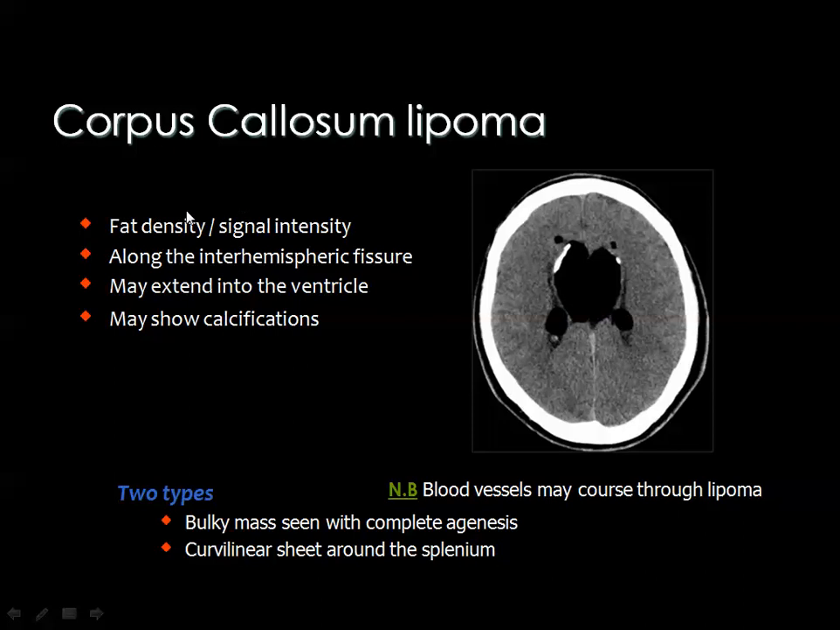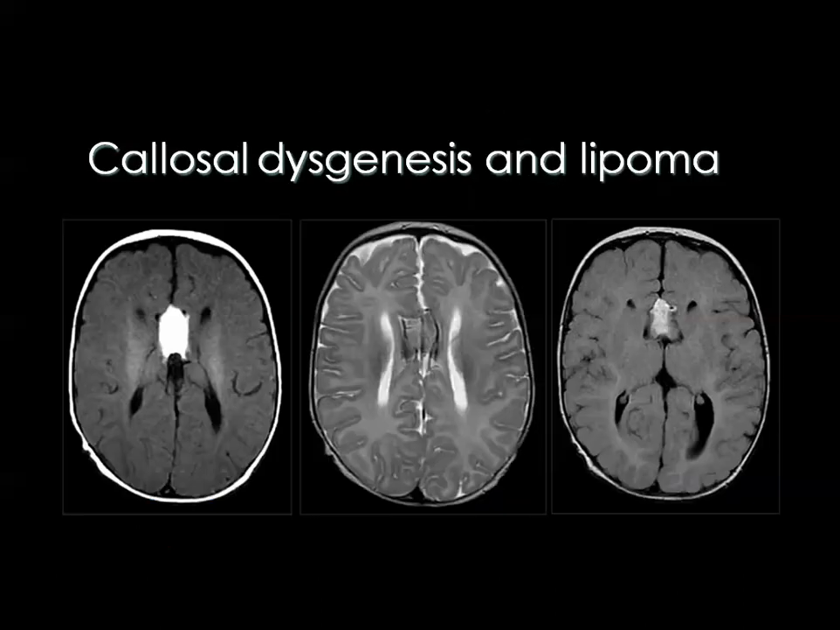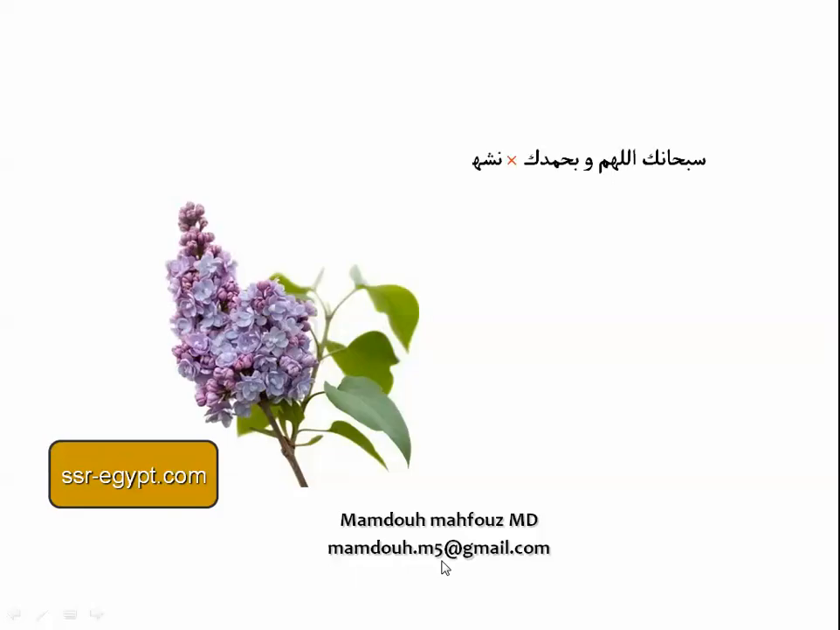Fat density or fat signal, high signal in the T1, intermediate signal in the T2, and within the interhemispheric fissure, may extend into the ventricles, may show calcification. And it's very important that you know that blood vessels may course through the lipoma. So if it is attempted to be removed surgically, there are some hazardous complications. In the T1 weighted images, you see high signal. In the T2 weighted image, you see low signal, and you may appreciate the presence of the vascular structures, and this is a corpus callosum lipoma.